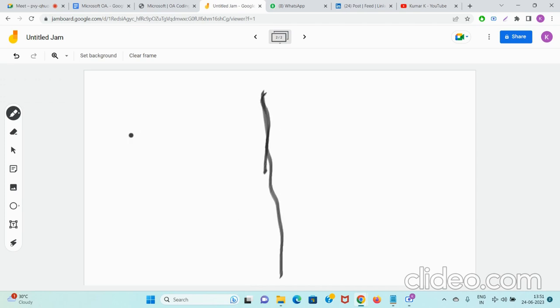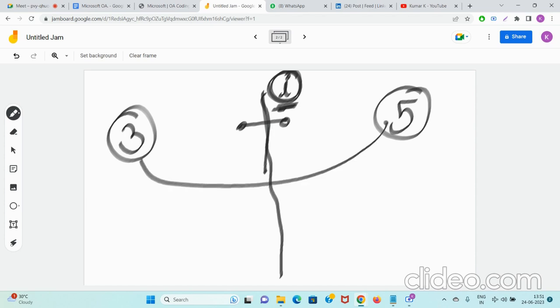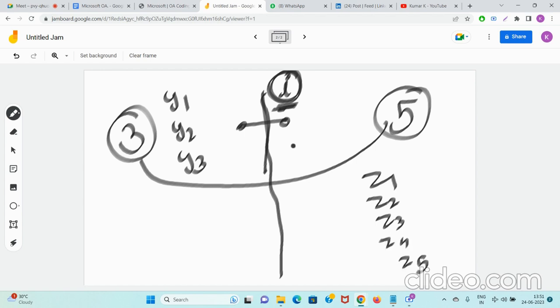If on the left, there were 3 intervals which were not intersecting with you, and on the right, there were 5 intervals which were not intersecting with you, with the interval I. So for this interval I, as the middle guy, how many triplets will be possible? 3 into 5. Because say Y1, Y2, Y3 on the left, and Z1, Z2, Z3, Z4, Z5 on the right. So the middle guy I will remain constant, but you can choose Y1, Z1.